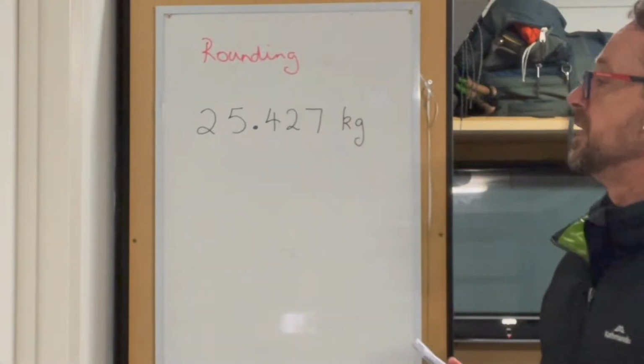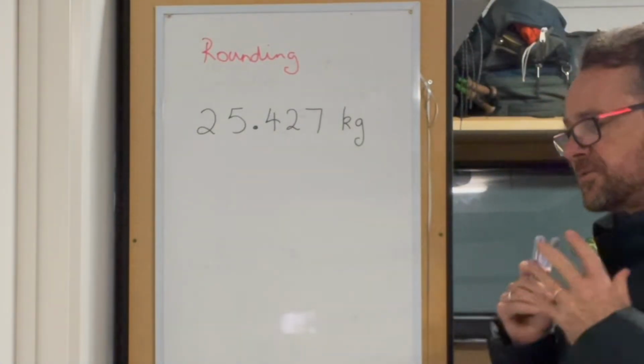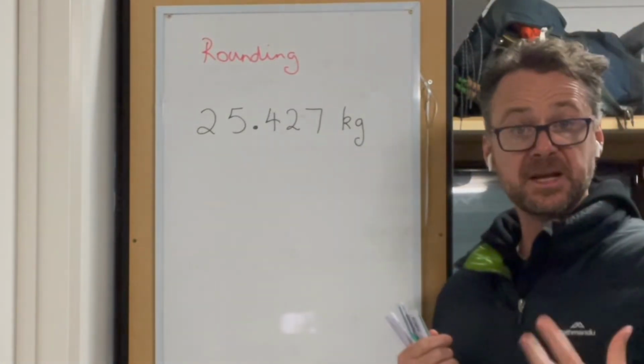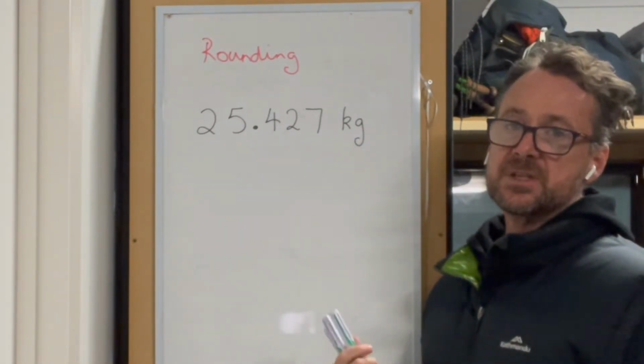Right, we're going to look at rounding now. The interesting thing with rounding with decimals is what we're often trying to do is to create a meaningful number. So for example here, you've got 25.427 kilograms.